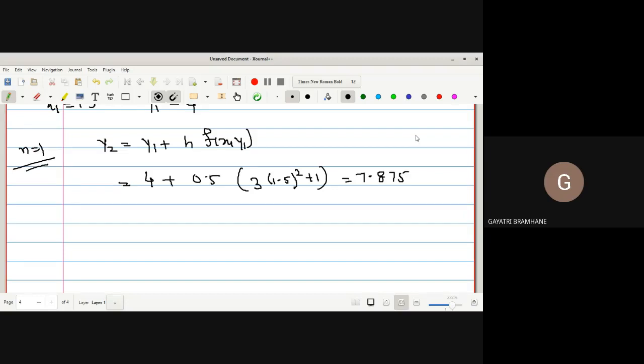Fourteen point three seven five. 14.375, it is y3, na? Yes, ma'am. This is the answer corresponding to x3 equal to 2.5. Calculate up to x4 and y4.